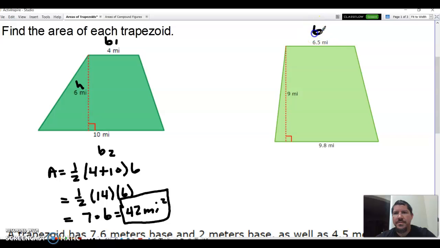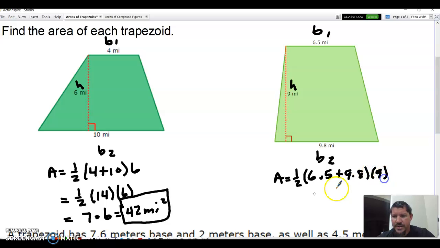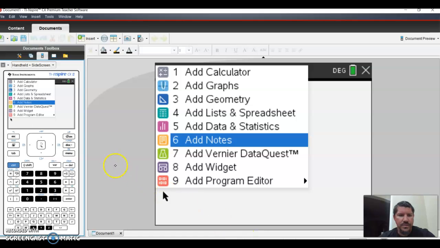Okay, so same thing here, base 1, base 2, height. So area is half 6.5 plus 9.8 times 9, or half times, it's going to be 16.3 times 9. This one I would use a calculator for.